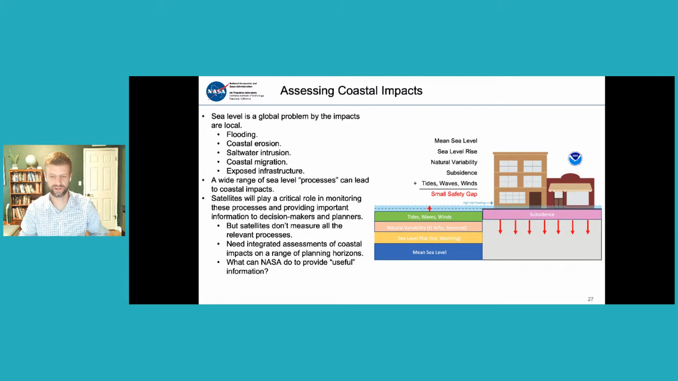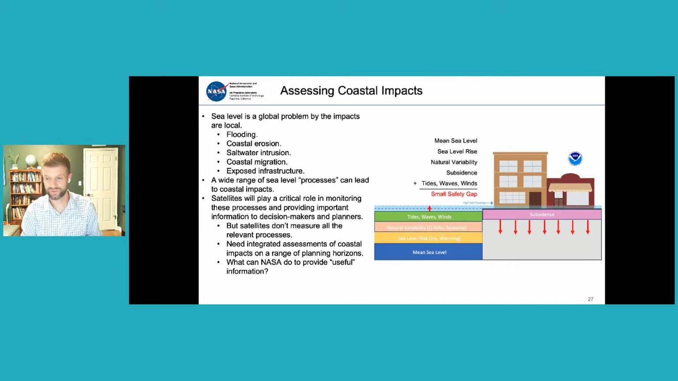So I've talked about sea level on a global scale. So we know sea level is a global problem. It's impacting coastal communities across the globe. But the impacts of sea level rise are really very local. So you have things like flooding, coastal erosion, what we call saltwater intrusion, basically the water table and saltwater contaminating freshwater supplies, coastal migration. So this is natural coastlines that are shifting as a result of sea level rise. And then also just exposed infrastructure. A lot of our supply lines rely on coastal regions.